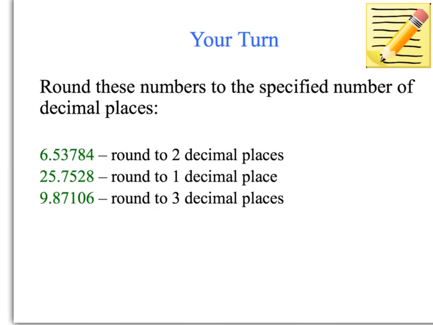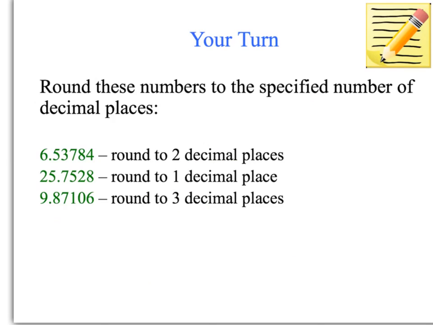Now it's your turn. I want you to prove that you understand what to do here by doing this on your own and rounding these numbers to the specified number of decimal places. Now by that I mean you need to round the first number to 2 decimal places. The second number you need to round to 1 decimal place, so that means the tenths column. And then the third number, I want you to round that to 3 decimal places. So please pause the video and do that for me now.